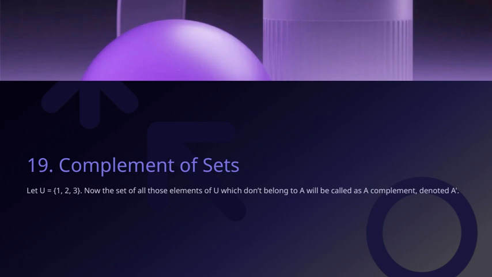This concept is fundamental because it helps us understand what is excluded from a set, and it plays a crucial role in set theory operations. By defining A′ this way, we gain a powerful tool to analyze relationships between sets, especially when we're interested in what is outside a particular set within a given universe. This idea of complements is essential as we explore more complex set operations and their applications throughout the presentation.